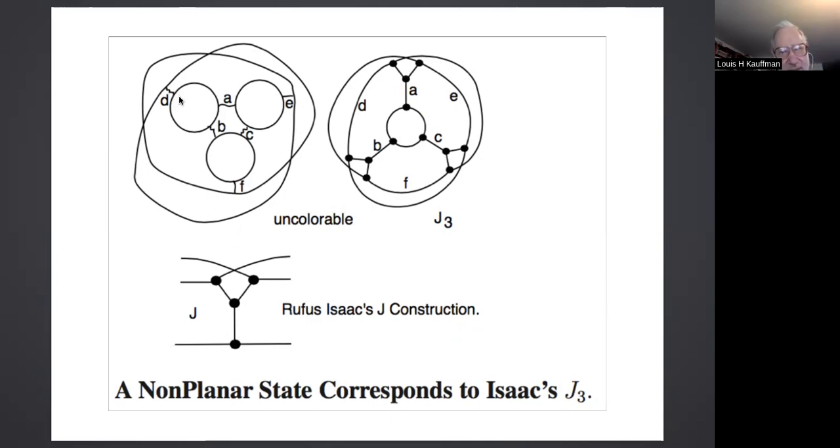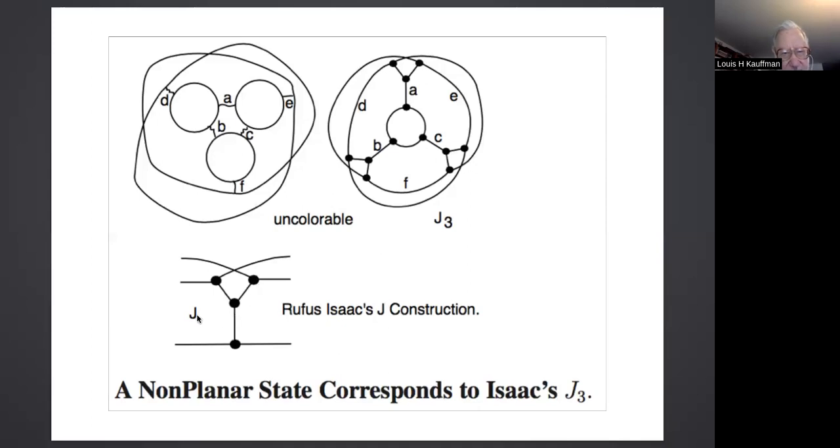uncolorable is a special case of a general construction due to Rufus Isaacs, which is explained in a paper by him. If you're interested in the paper, I'll get it for you. It was a beautiful paper written a long time ago. But Isaacs had the following idea. Make this little gadget.